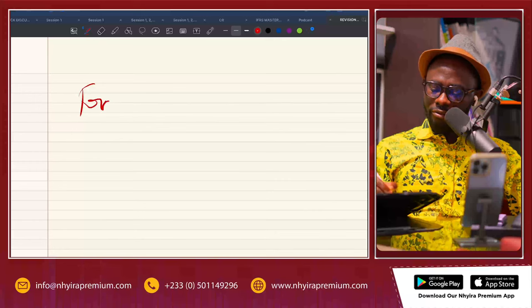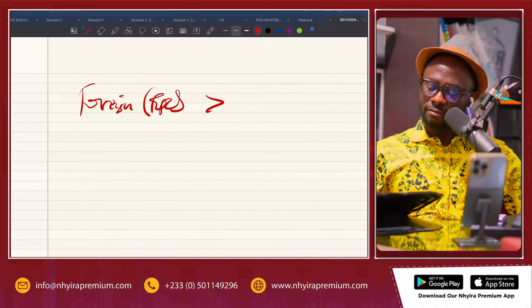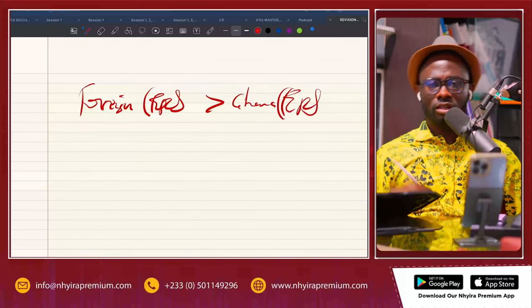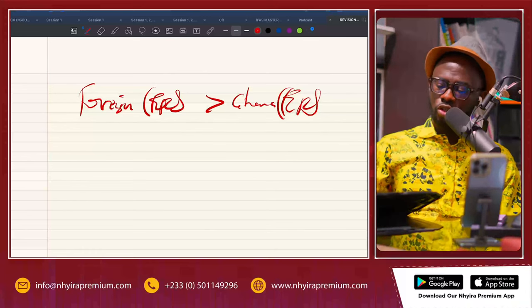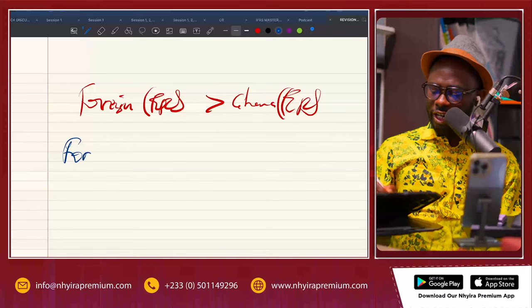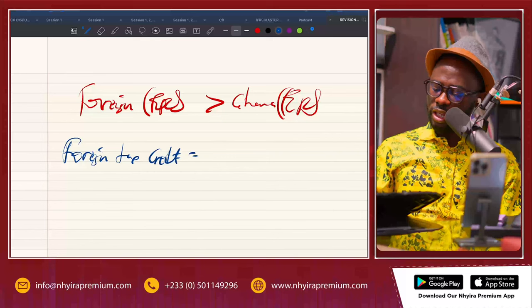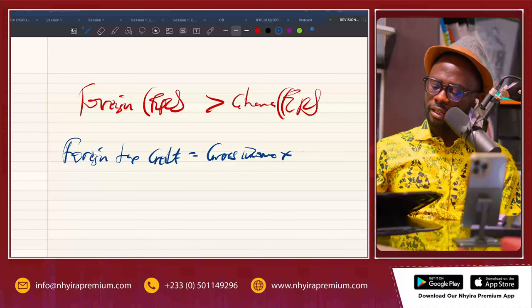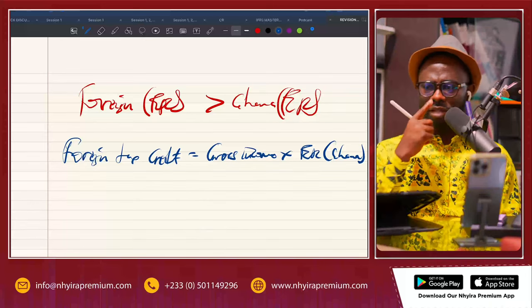If the foreign effective tax rate is greater than Ghana's effective rate, we didn't ask the foreign country to charge you high tax. So it means that the foreign credit you are going to get is going to be the gross income, okay, the gross income multiplied by the effective rate in Ghana. Does that make sense?